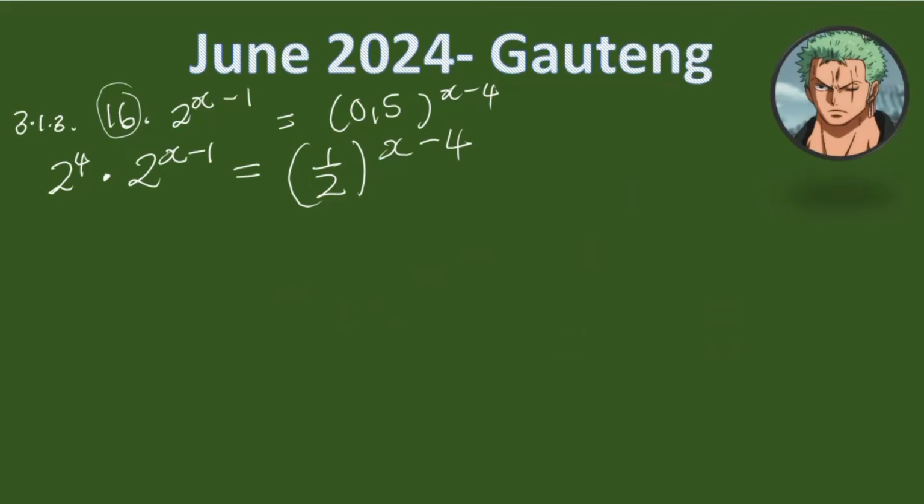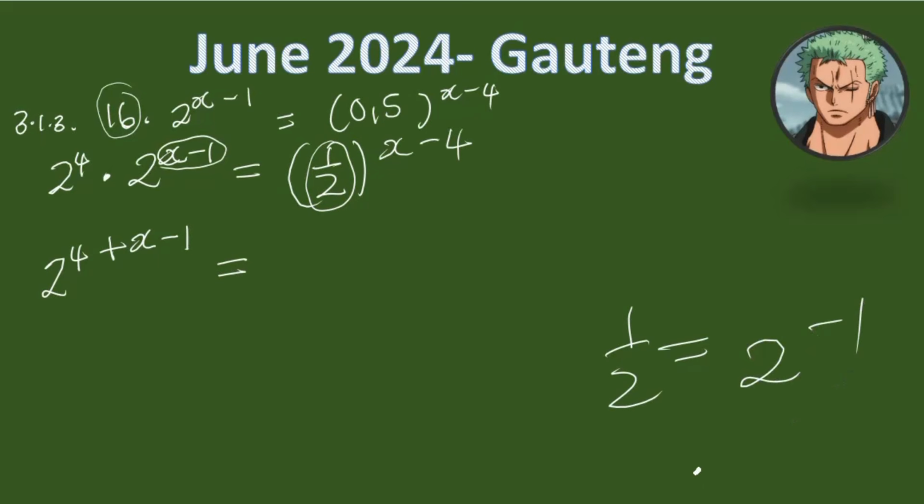There we go. Now, afterwards, I can multiply these two things. So that is 2 raised to 4. I add these exponents, which is x minus 1. This is equals to, I rewrite this in exponential form. 1 over 2 in exponential form is 2 raised to negative 1. And I still have these exponents outside the brackets, this way.